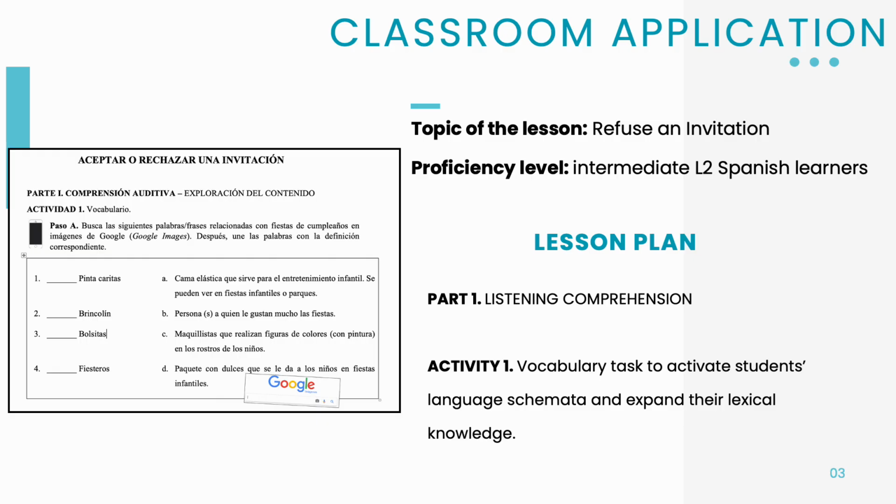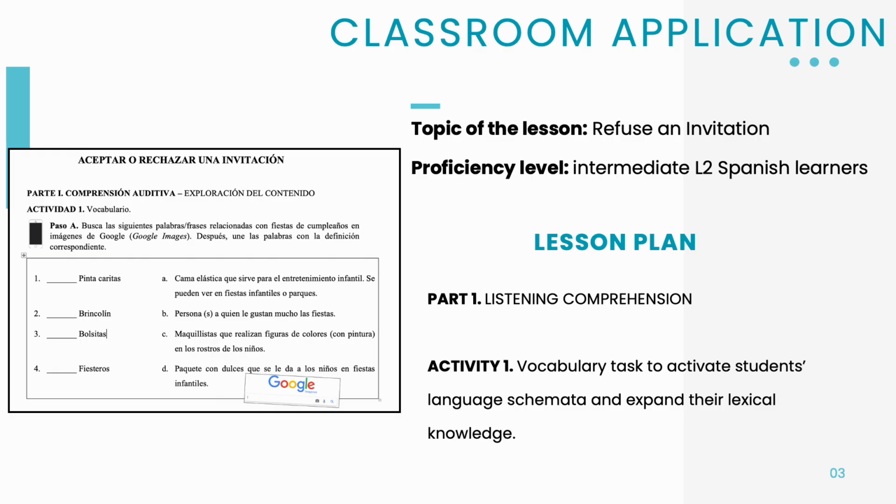So basically, the lesson plan is divided in 2 parts. In the first part, we have listening comprehension, and the first activity in this first part is a vocabulary task. So I created a worksheet, and then I took screenshots of the different sections of the worksheet. So I'm gonna have to translate and also describe the different activities. Okay, so activity 1, a vocabulary task to activate students' language schemata and expand their lexical knowledge.